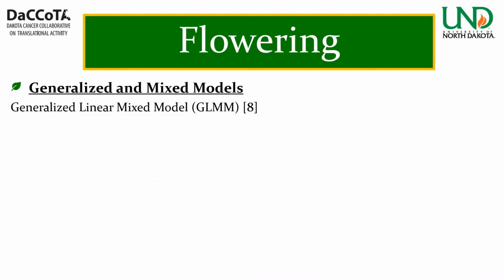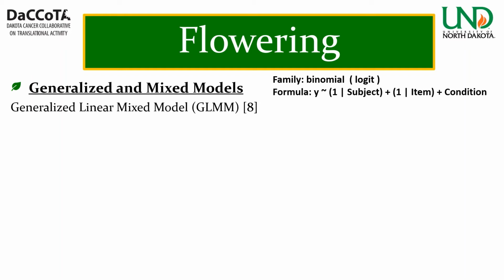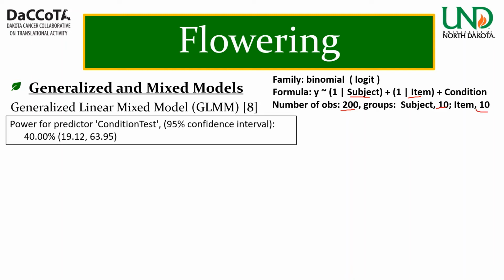A generalized linear mixed model is going to be very similar. Using reference number 8, again, we have this model. The difference here is that now, instead of normal, it's binomial. The conditions are 200 observations, subject and item are random effects, and condition is a fixed effect. 10 subjects, 10 items. The model does not have power as is, so we're going to extend.